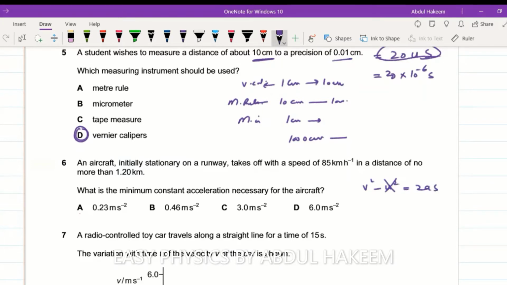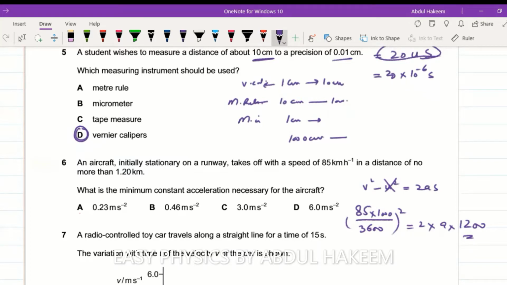So first convert 85 into meters per second. So 85 multiplied by 1000 divided by 3600, then squared, is equal to 2 times the acceleration required times the distance, 1.2 kilometers, meaning 1200 meters. So after calculation, you will get the answer: 850 divided by 36, squared, divided by 2 divided by 1200, and the answer after calculation is 0.23.